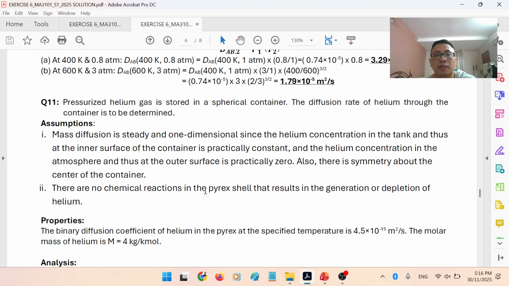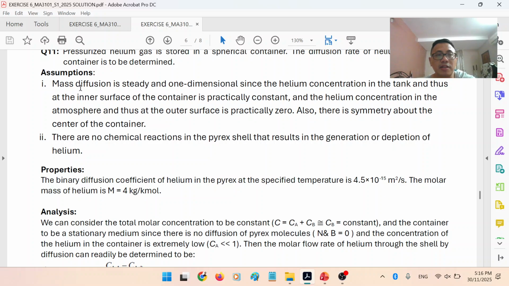So we have a pressurized helium gas in a spherical container. The diffusion rate of the helium gas through the container is to be determined. We want to calculate this. Now we make some assumptions. The mass diffusion is steady state and one-dimensional only. The helium concentration at the outer surface of the sphere is practically 0. We assume at the beginning there is no helium present outside of the spherical container, and there is symmetry about the center of the container, so we assume it is one-dimensional.